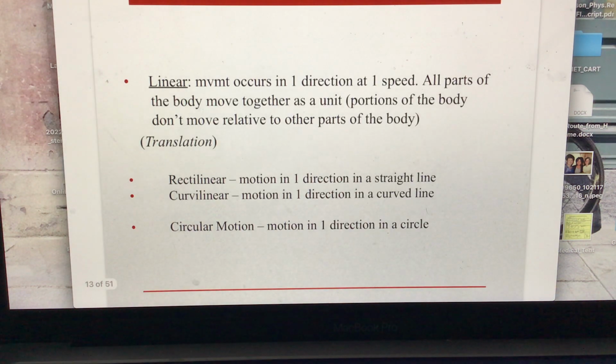Let's go back to our pictures. Oh look, I even put it on here for you. I actually forgot I did that. There's some other information that I'm not going to ask you to know, but another word for linear is translation. You don't need to know that, but it's just FYI. In addition to rectilinear or curvilinear, sometimes you'll see a linear motion described as circular, but I'm not going to ask you about that.